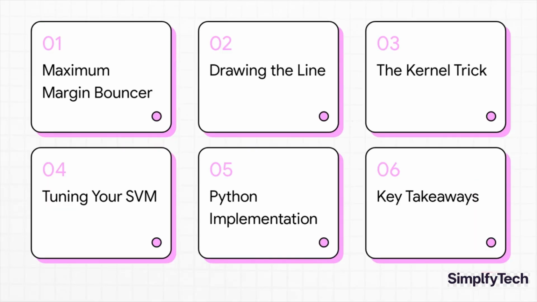We're going to start with the core idea behind SVMs, using a really easy-to-understand analogy. Then we'll get our hands dirty and draw our first decision boundary with a linear model. After that, we'll unlock the real power of SVMs with something called the Kernel Trick, learn how to fine-tune our model, and then build a complete project in Python before we wrap it all up with the key takeaways.